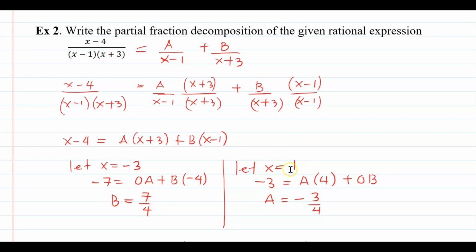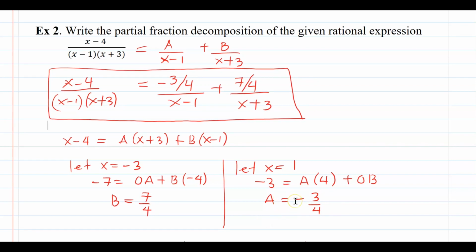Now to solve for A, we can let x be equal to positive 1. When x is 1, the B times x minus 1 term becomes 0. Our left side, 1 minus 4, is negative 3. And A times x plus 3, when x is 1, becomes A times 4, plus 0B. So A is equal to negative 3 over 4.